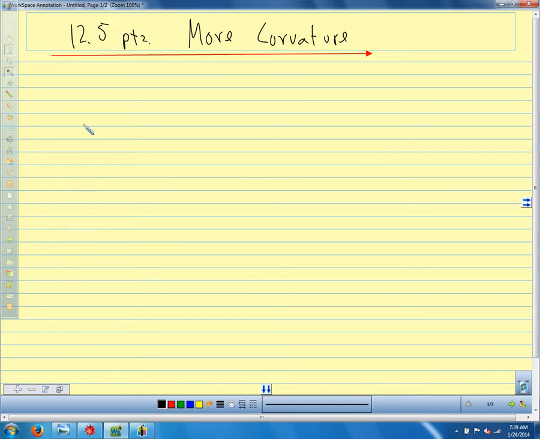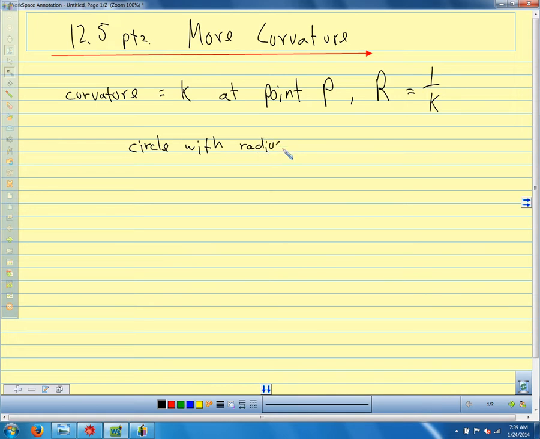So yesterday we said our curvature is K at some point P, and we wanted our radius of curvature to be inversely proportional, so we just said, okay, the radius of curvature is 1 over K. We call the circle with radius R that's tangent to the curve at point P the osculating circle.